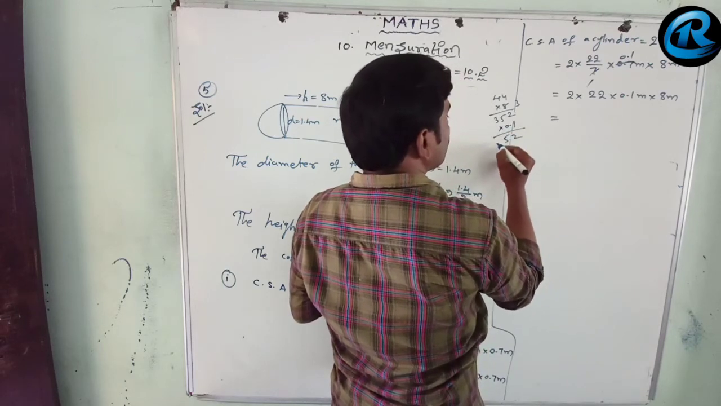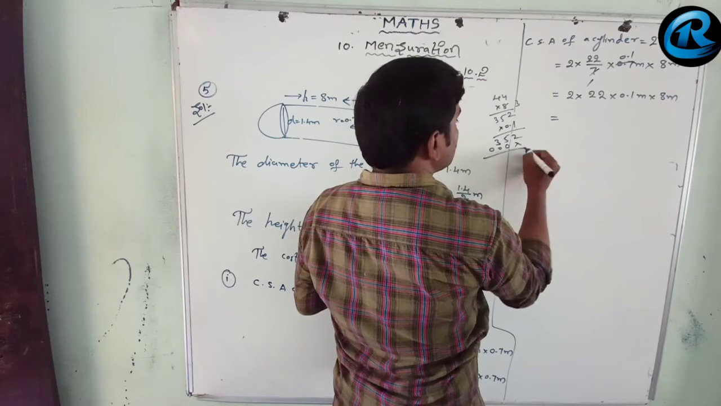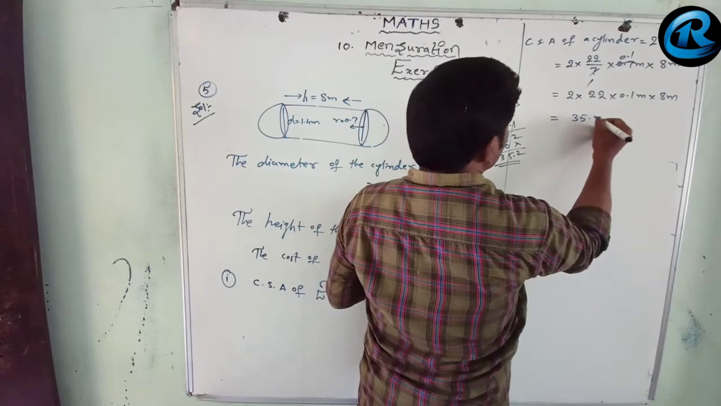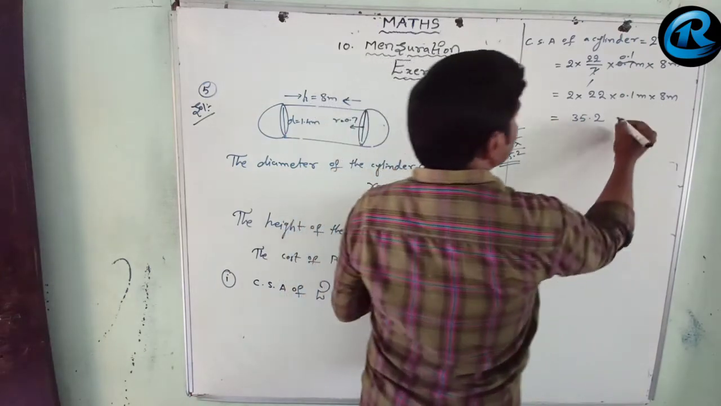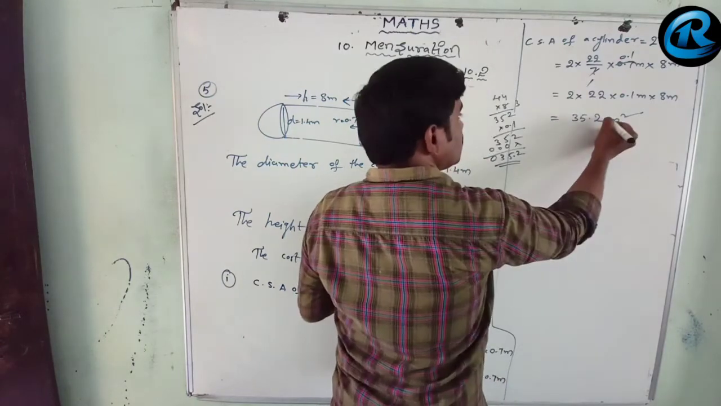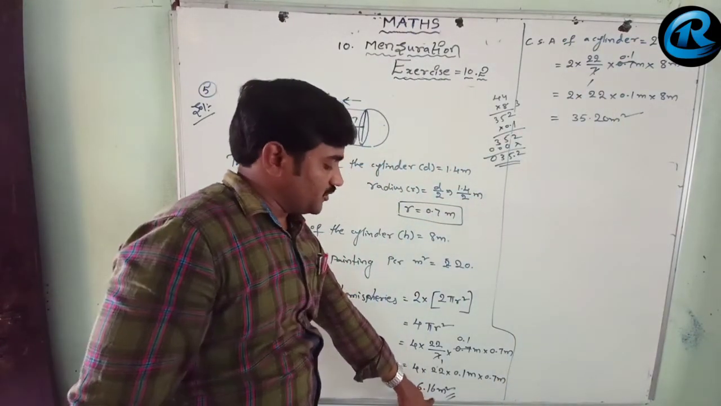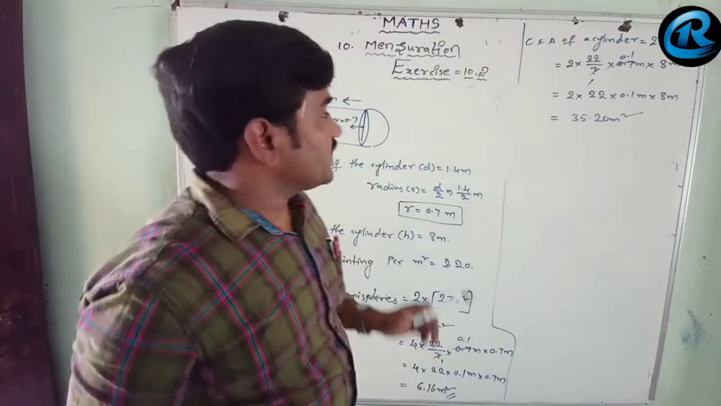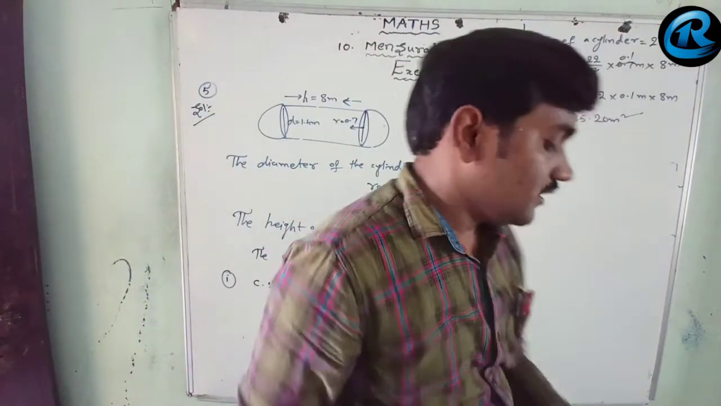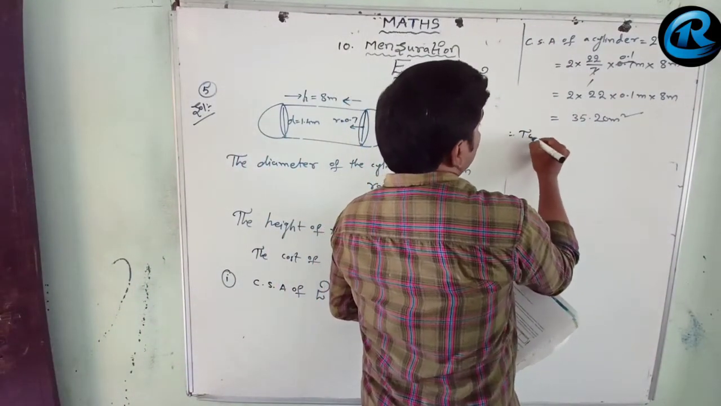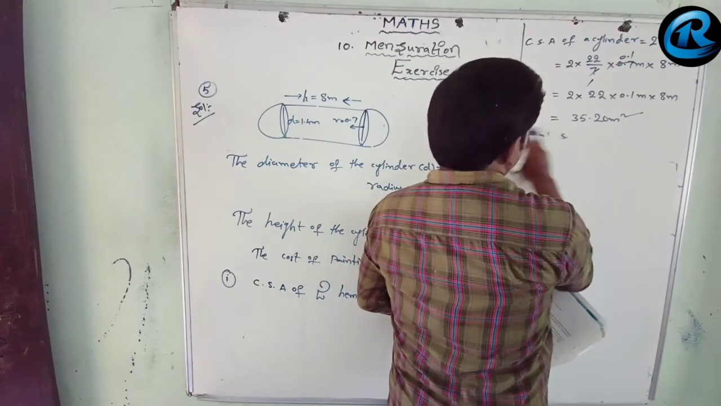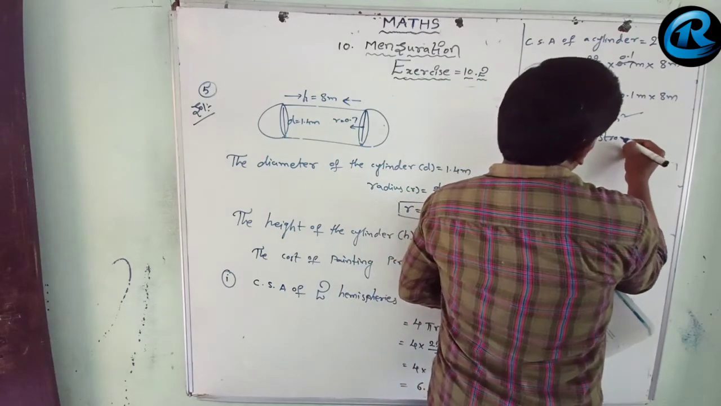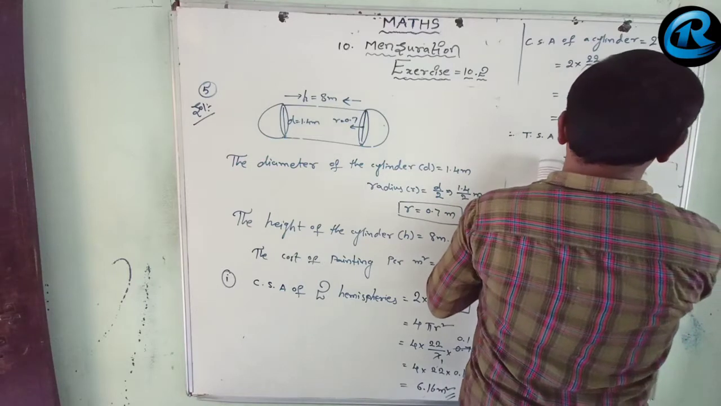This is 8 4s are 32, 3 carry, 8 4s are 32 plus 3 is 35, so 352 into 0.1. So we get 352, with only one decimal digit, that is 35.2 meter into meter square. After decimal we have taken 2 digits here, there also we will take 2 digits. So we got this now. The total surface area of this storage tank. TSA will write, okay. Total surface area of a storage tank is, okay.